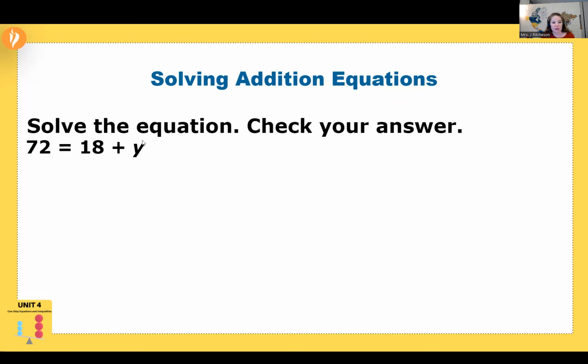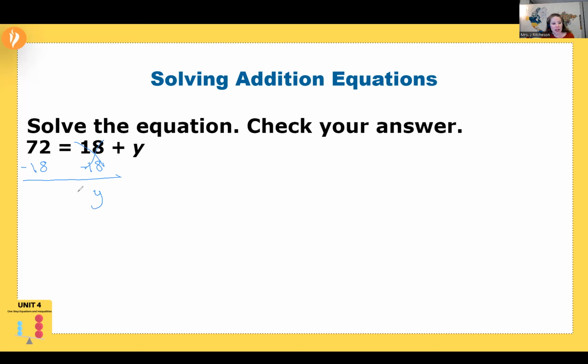All right, so here's our variable. We need to get rid of the thing that's on the side with the variable. The thing on the side with the variable is 18. The only way to get rid of positive 18 is we're going to subtract 18. We want the value over here to be only y. So we have to cancel out positive 18 by subtracting 18. We must do that to both sides of the equal sign.